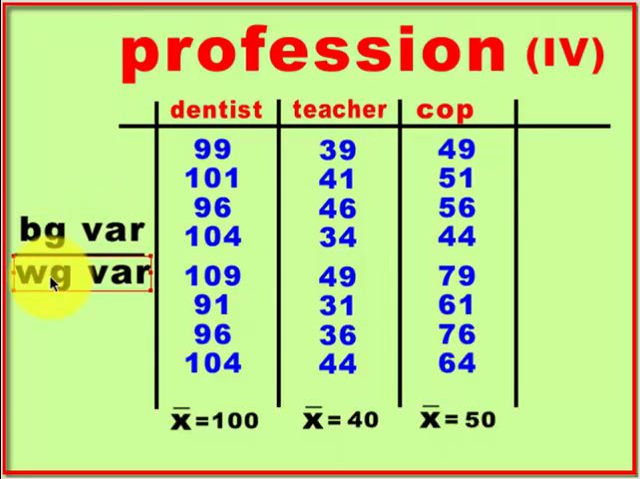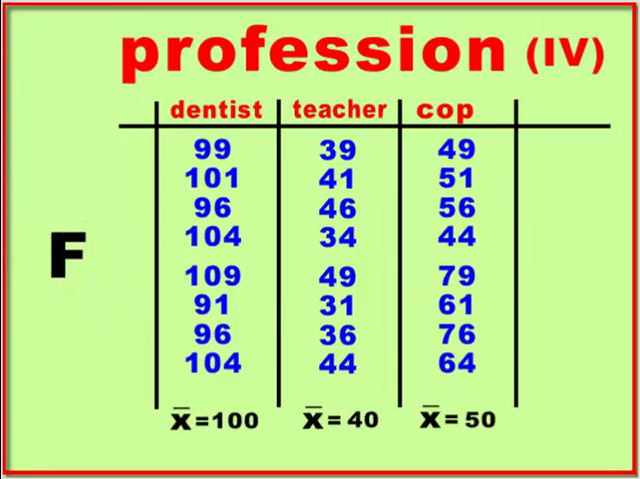Within group variance is bad variance. That's the naturally occurring variance in each set of data. That's variance you cannot explain. So when you divide the explainable variance by the unexplainable variance, you get what we call your F ratio. So I'm going to go ahead and run this in SPSS.